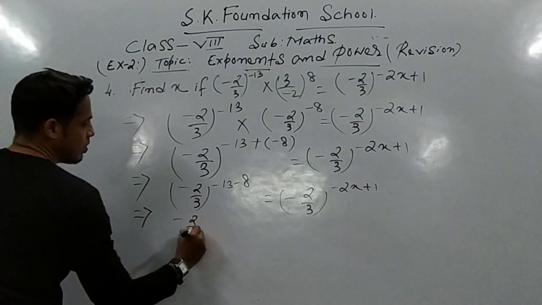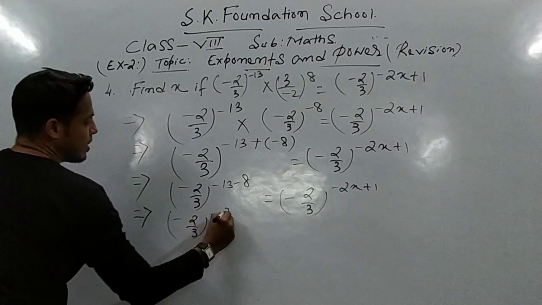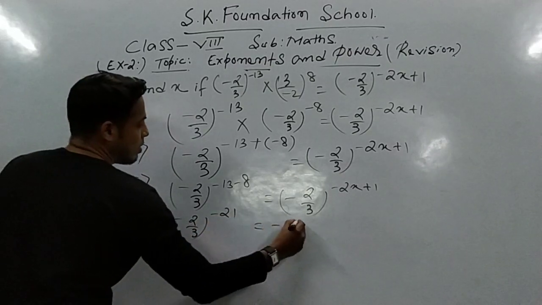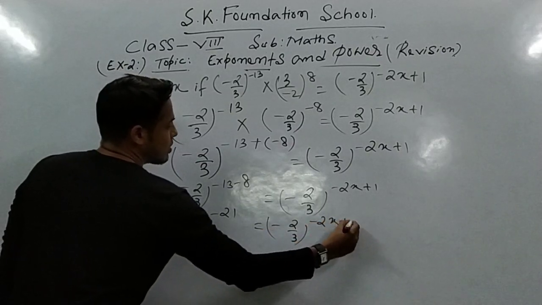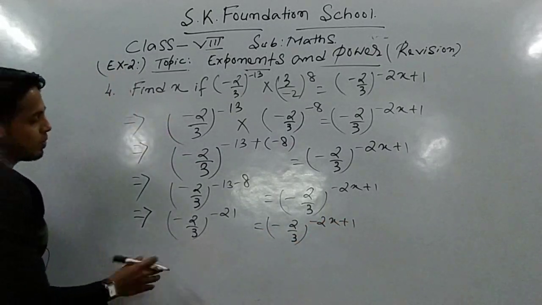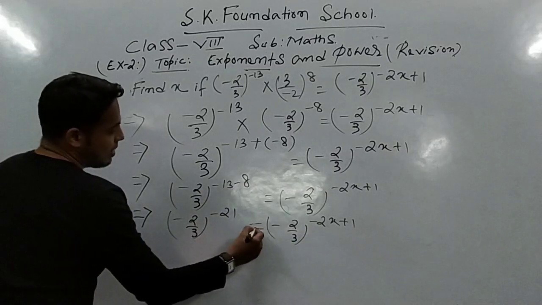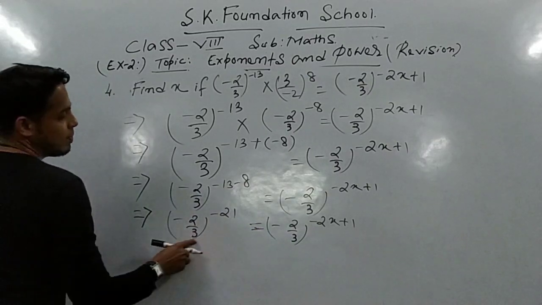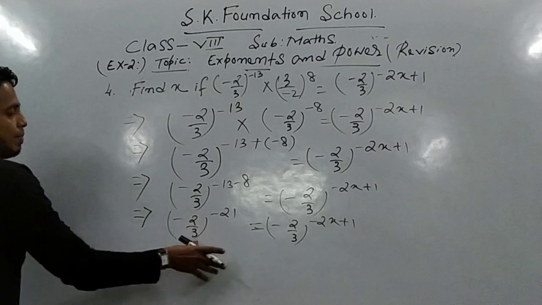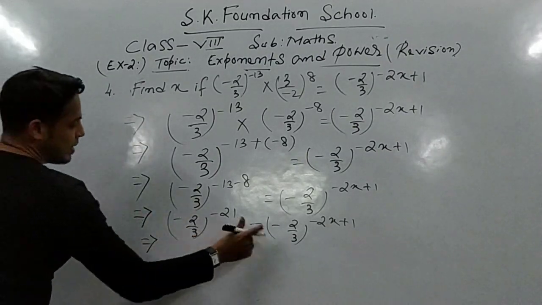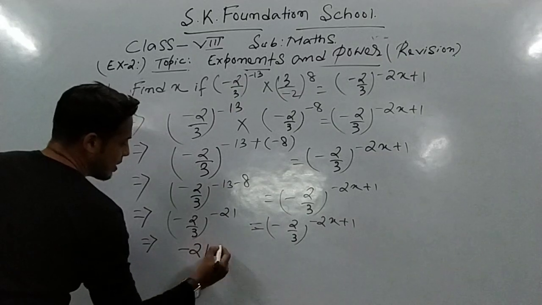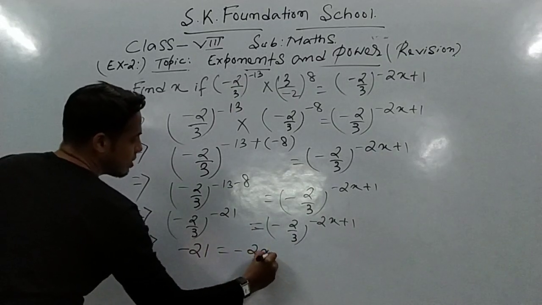So this one minus 21, minus 2 by 3 to the power minus 2x plus 1. Okay, now look at here, on both sides, left hand side and right hand side, their bases are same, so we can cancel or eliminate these two bases. So after eliminating these two bases, our remaining part, minus 21 equals to minus 2x plus 1.